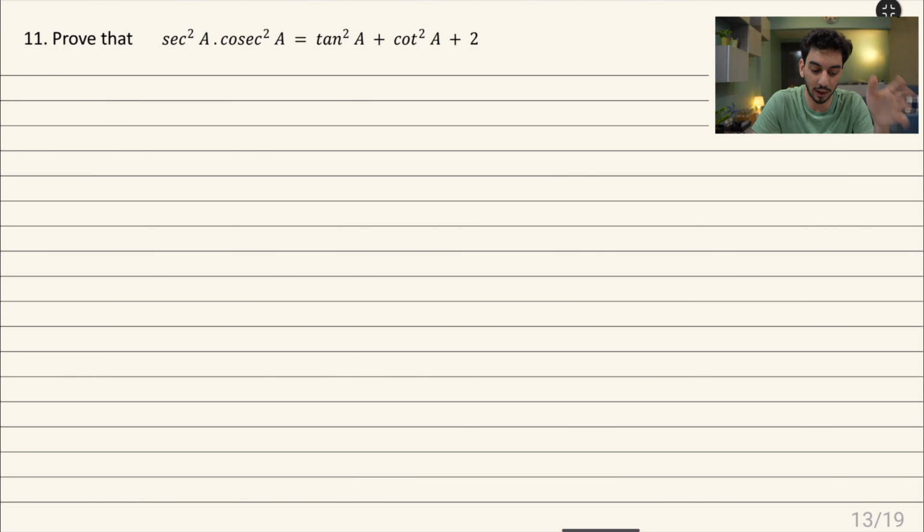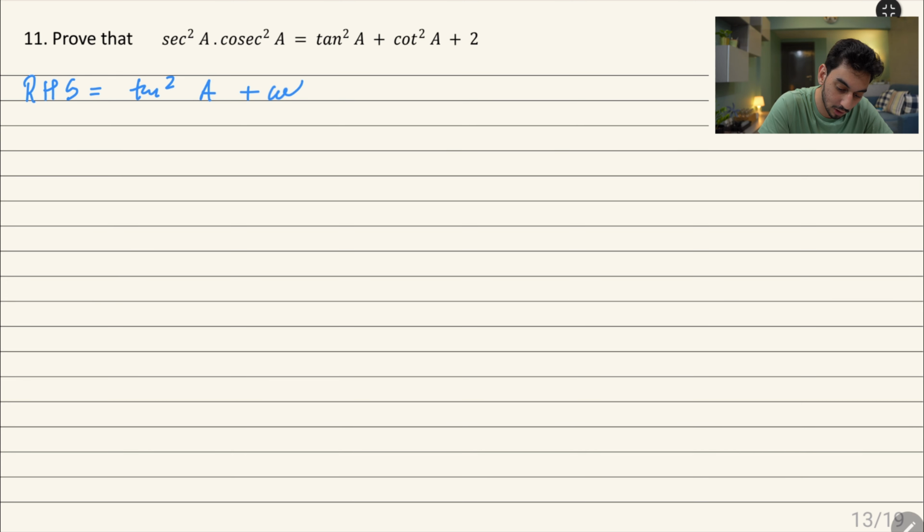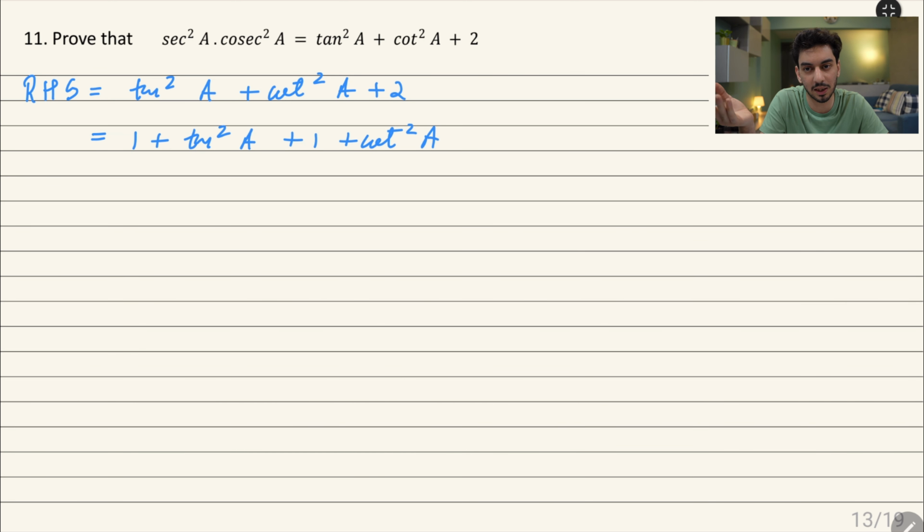This one says I have to prove that sec square A into cosec square A is equal to tan square A plus cot square A. Obviously the right hand side looks bigger, so we'll start with the right hand side. So this is tan square A plus cot square A plus 2. Can I see any trigonometric identities? Technically not very visible, but yeah, I can. What I would do is break the 2 and write it as 1 plus tan square A plus 1 plus cot square A. See, 1 plus 1 is still a 2, but I can use it as an identity. Now 1 plus tan square A is sec square A, plus 1 plus cot square A is cosec square A.